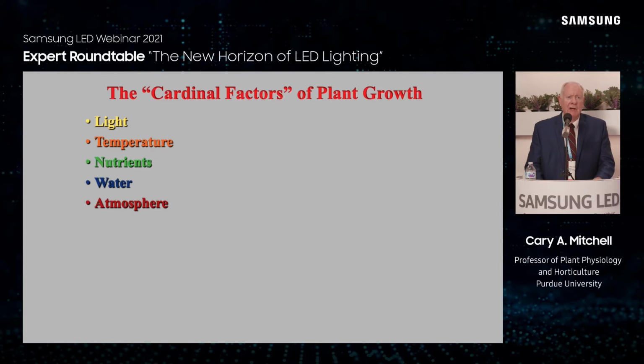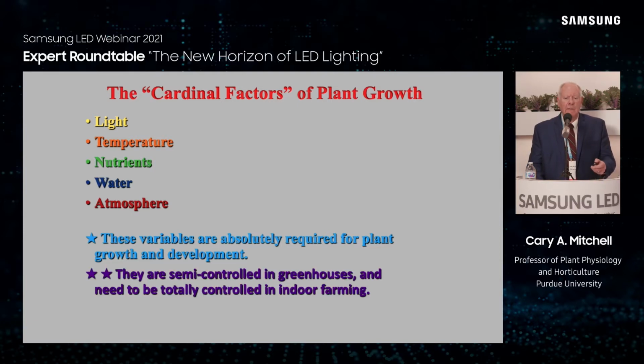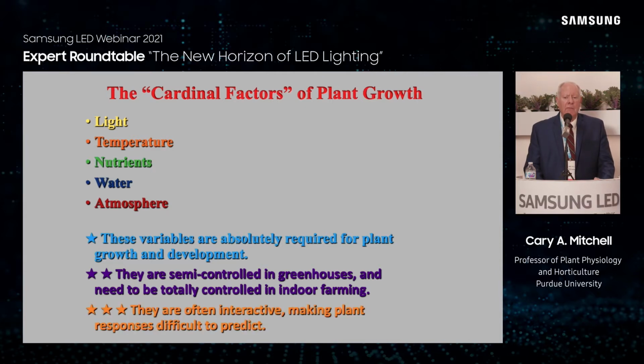In a controlled environment, such as a closed warehouse, you could have the best lighting environment in the world, and your crop might not grow at all if your carbon dioxide falls below a certain level. So you have to be basically addressing all 5 of these cardinal factors of plant growth. Again, each one of them is absolutely required. They are semi-controlled typically in greenhouses, but they need to be totally controlled in indoor or vertical farming.